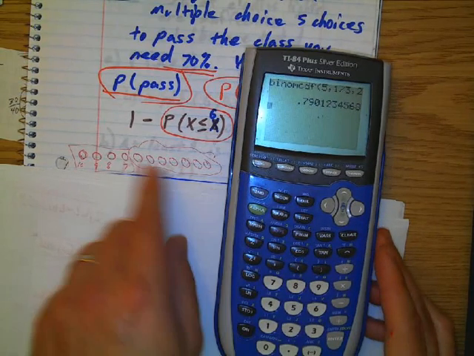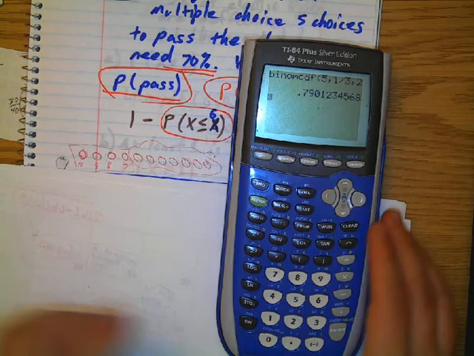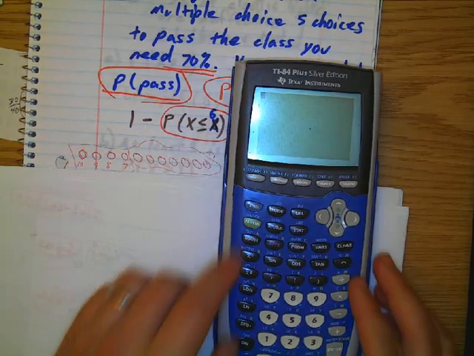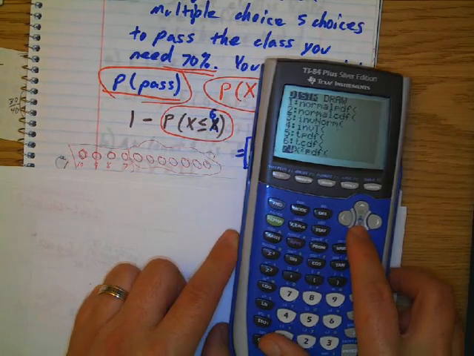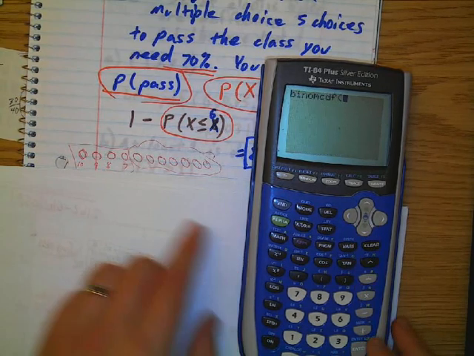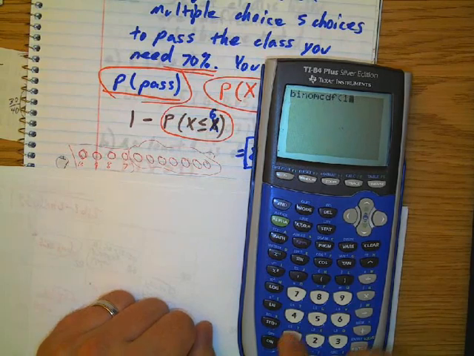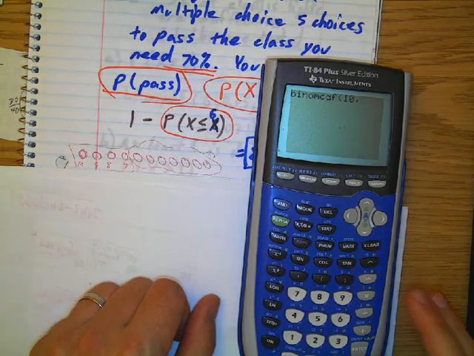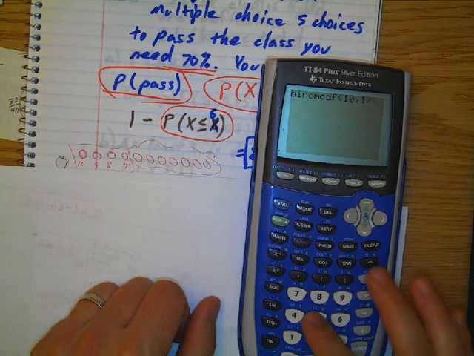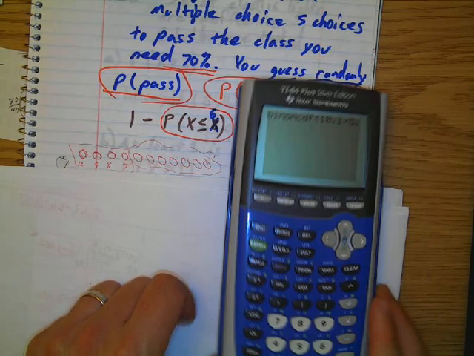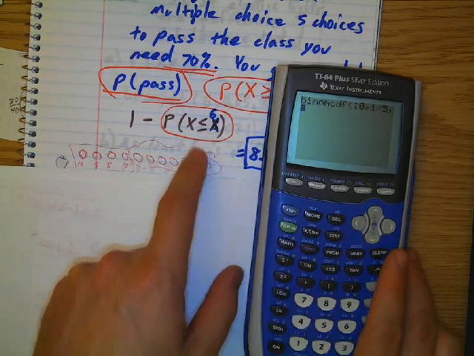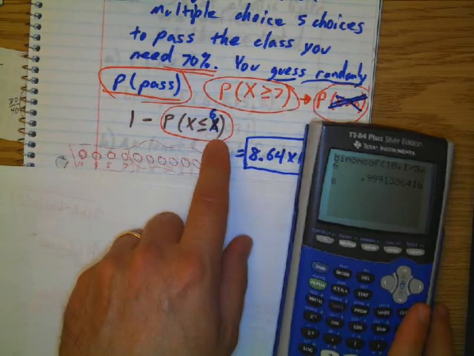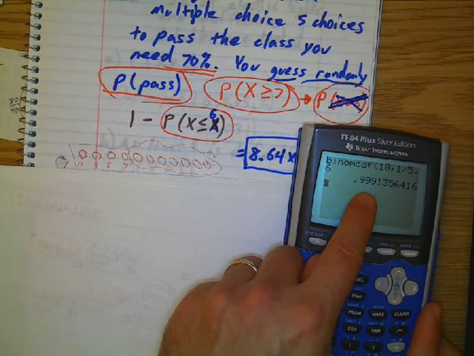It's less than, so what are we using, CDF? Yes, we're going to use CDF. So second var, arrow down, CDF. I'm going to type in 10 because there's 10 questions, comma. There's 5 choices, so the chance of getting the right answer is 1/5, comma, and you need to get 6. Enter. And so this is the chance of getting less than or equal to 6. Pretty high chance, right? And I need to do 1 minus this answer.